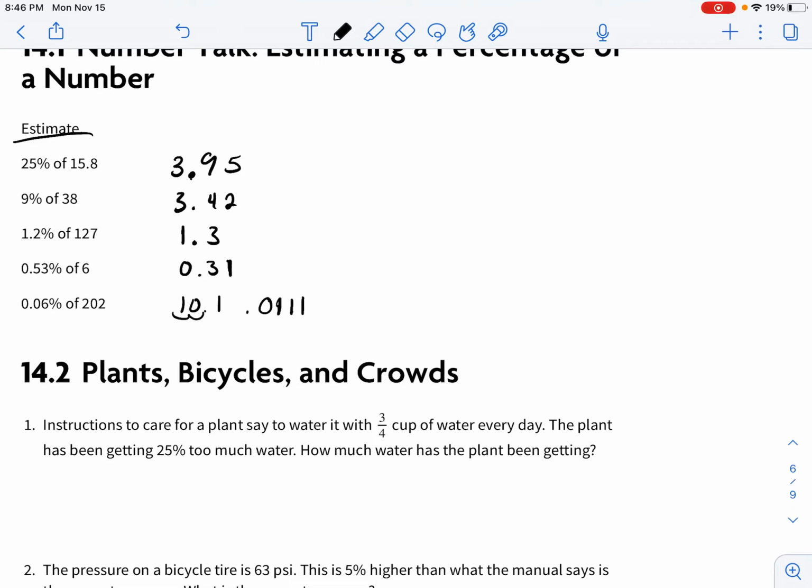Okay, and once again, these are just estimates, so we're just trying to get close. We can just take the percents, put them into decimal form, and that will give us our actual value. But for estimates, it should be fairly close. And actually, this decimal should be right there.